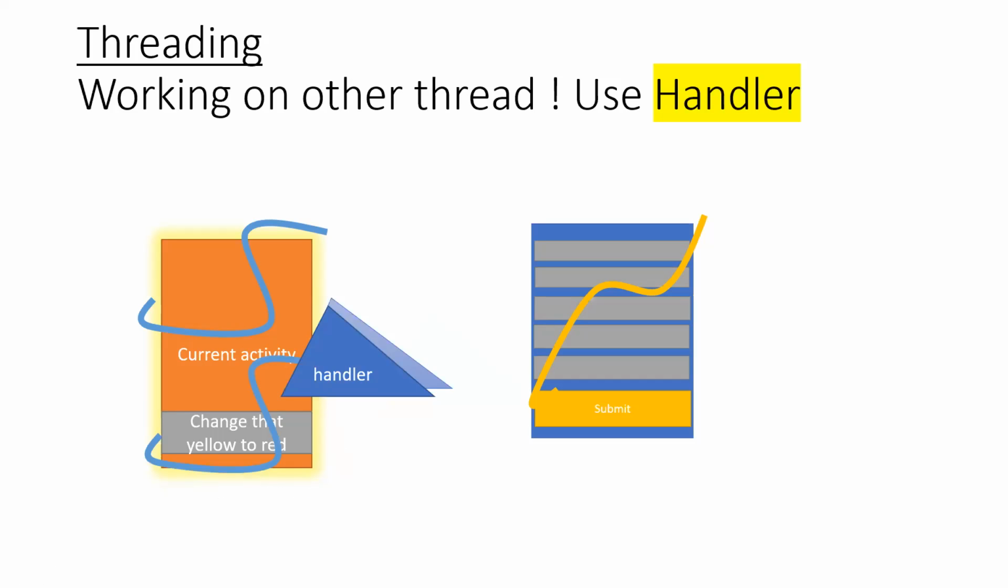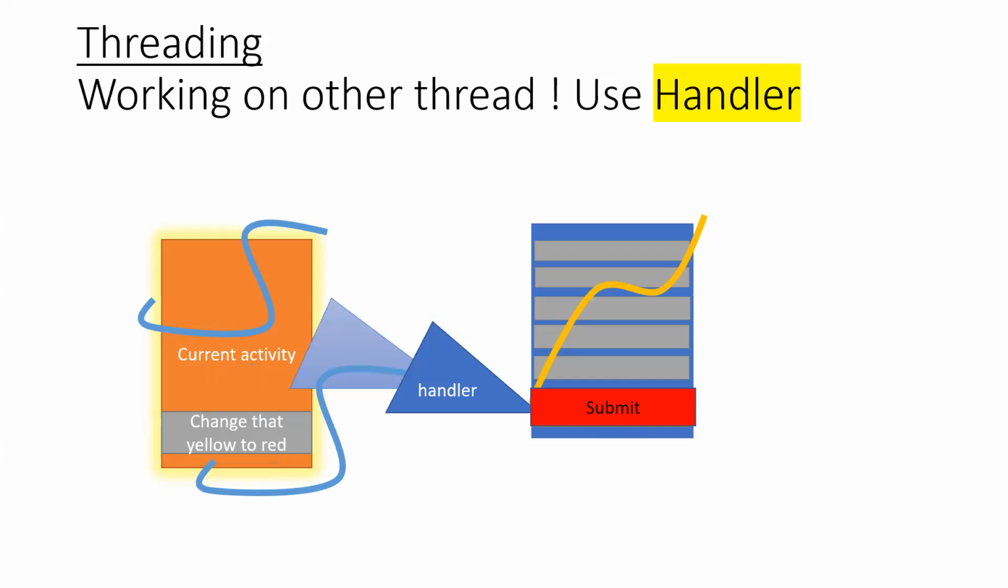So what do you do to make changes to the other activity? You need to make use of a handler. If you're working on another thread, use a handler if you want to make changes into that other thread. Let's say there is a button on one activity that says change that yellow to red. So this yellow you want to be red, and this yellow button is in the other activity, so it's going to use the handler to change that yellow to red.